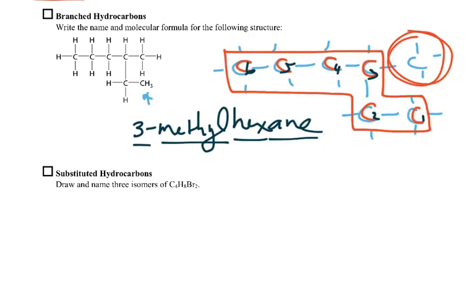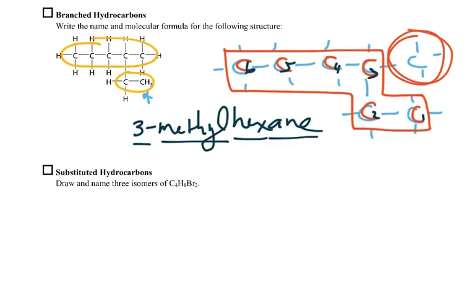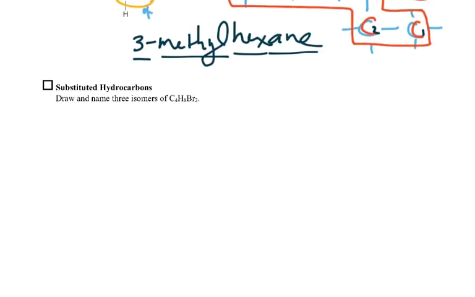What I saw some people do wrong is they go 1, 2, 3, 4, 5, and 2 hanging off. They were calling that 2-ethylpentane, and that's not the right answer. So 3-methylhexane. Okay, last thing here, it says to draw and name 3 isomers of C4H8Br. It turns out there's quite a few of these, but let's go ahead and do a couple.